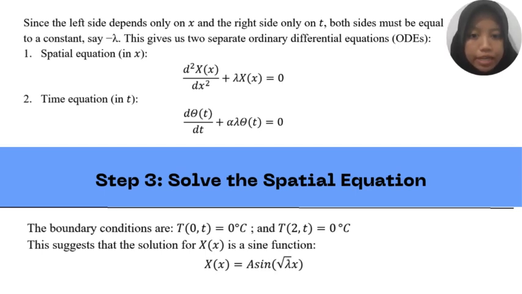And then the next step, the third step, is to solve the spatial equation. We know the given information, the boundary conditions: at x equals 0, T is equal to 0 degrees Celsius, and at x equals 2, T is 0 degrees Celsius. And this suggests that the solution for X(x) is a sine function, which is X(x) equal to A sine of square root of lambda times x.